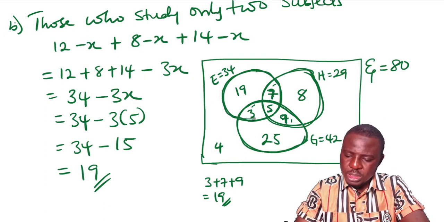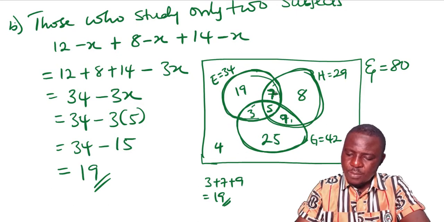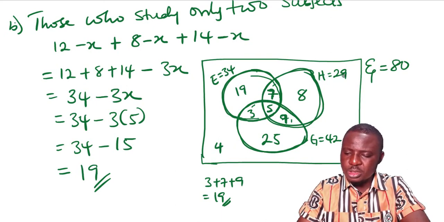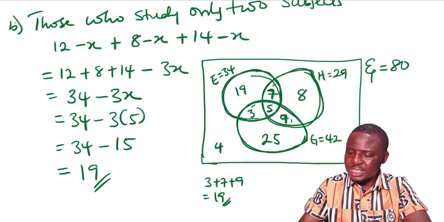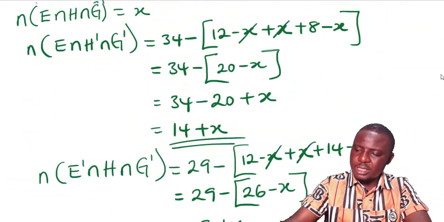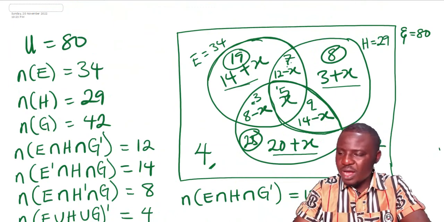And when you sum up those in this region, they should be able to give you 34. So let's look at it. 3 plus 7 is 10. 10 plus 5 is 15. 15 plus 19 will give you 34. And when you do the same to those in history, you equally get 29. 8 plus 7 is 15. 15 plus 5 is 20. 20 plus 9 is 29. So that answers our question and gives us the correct values.